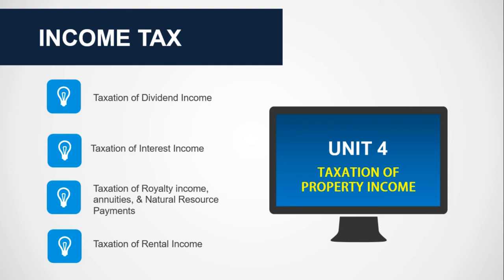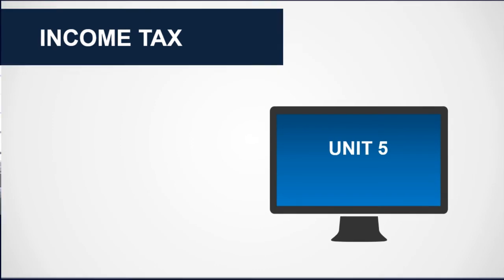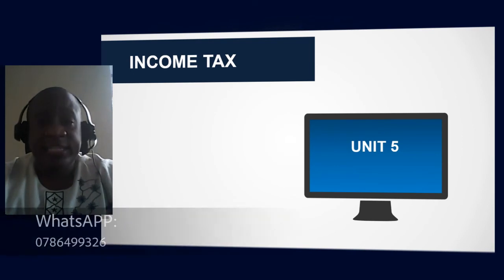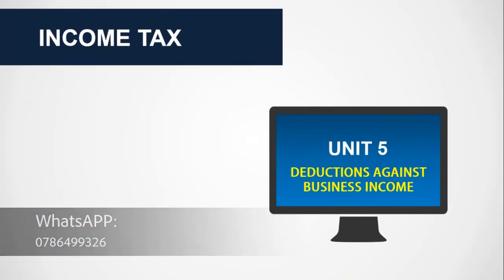Then finally, unit number 5, we shall now look at the taxation of all those taxpayers who are assessed on profits. Remember, I talked about the small taxpayers who are assessed on turnover. Now unit number 5 will go into a larger discussion on business income, and of course here we shall emphasize the deductions against business income.